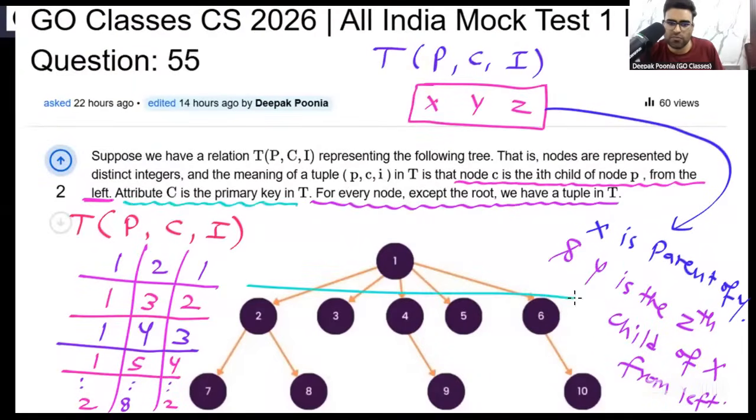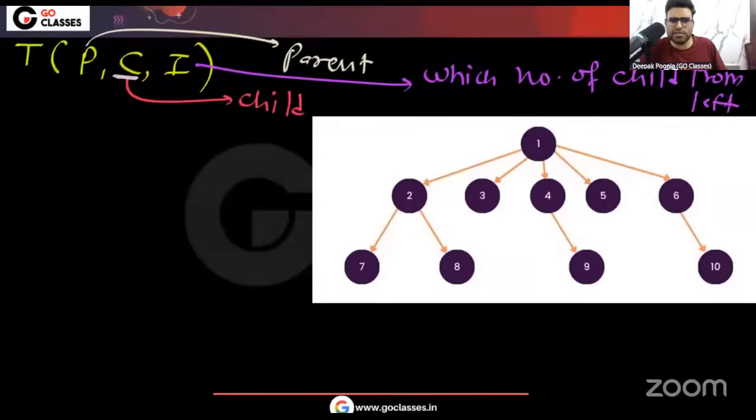Okay, means for these children, these are the children of someone. This root node has no parent, so this root node is not a child of anyone. That is the reason, remember, for these people who are children of someone, we make a tuple. For the root node there is no tuple. Okay, yes or no? And this C is the primary key.